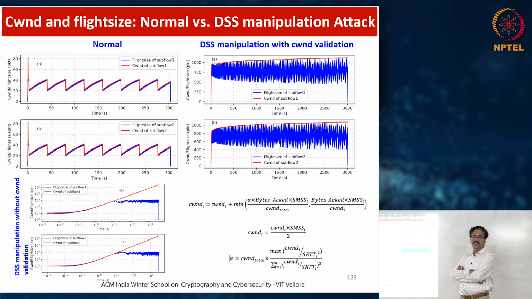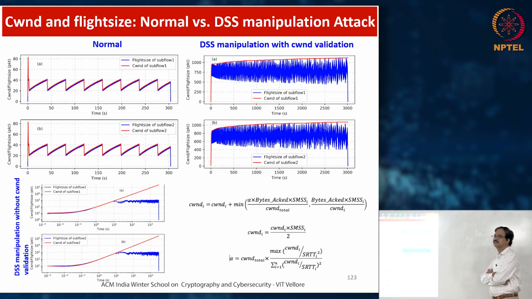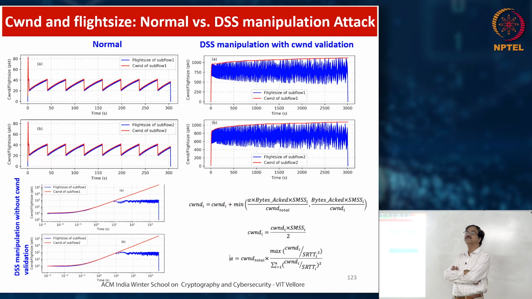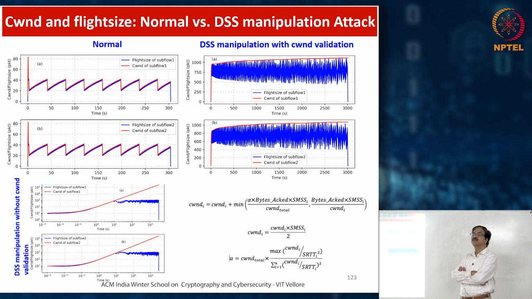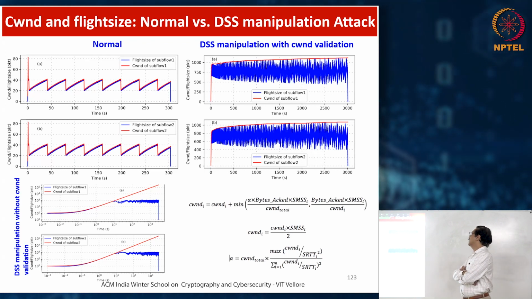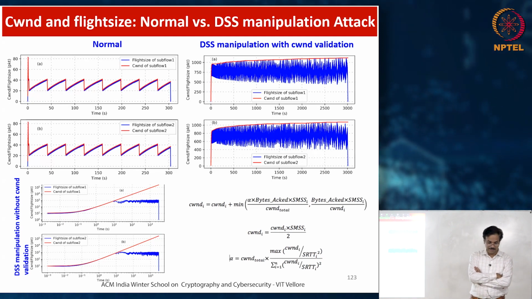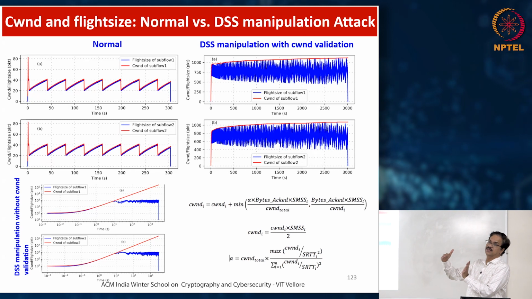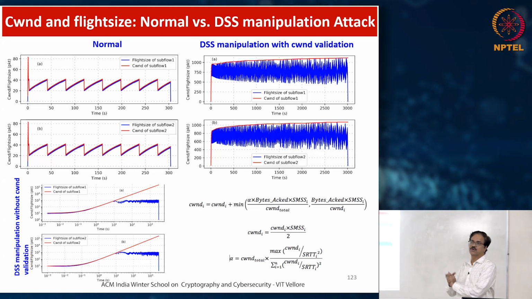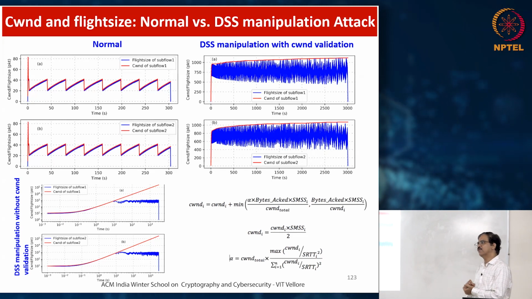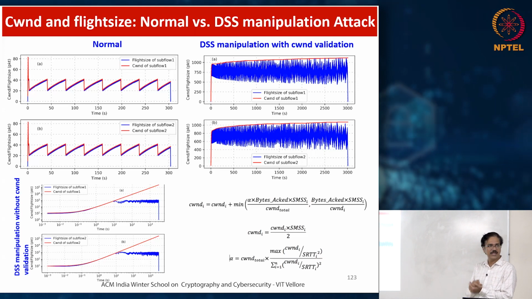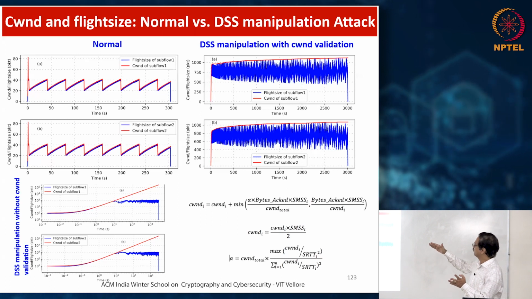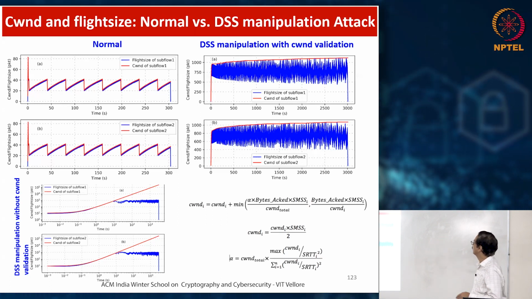What is the significance? Why do we need a flight size? No idea. No, this is actually the parameter that makes sure that the number of packets that you have transmitted is not exceeding the congestion window, right? Because at any given point of time, the maximum you can transmit is decided by the congestion window. So the flight size can go up to the congestion window.